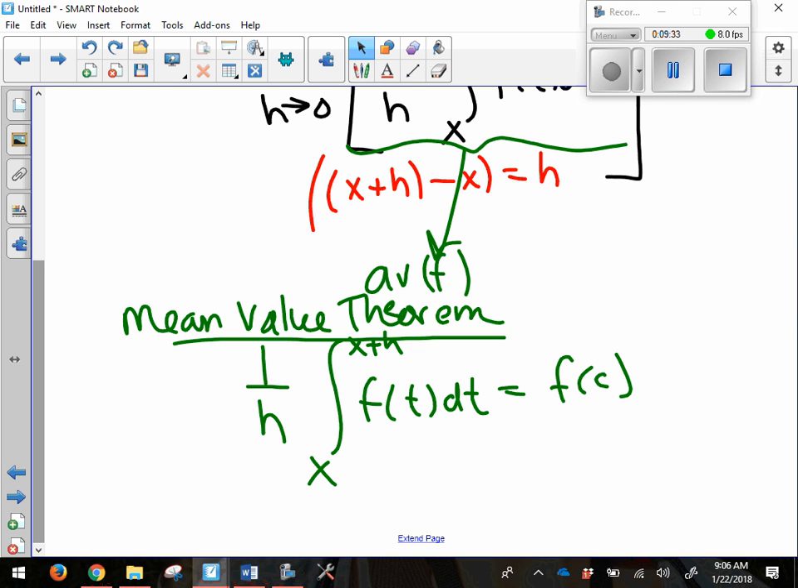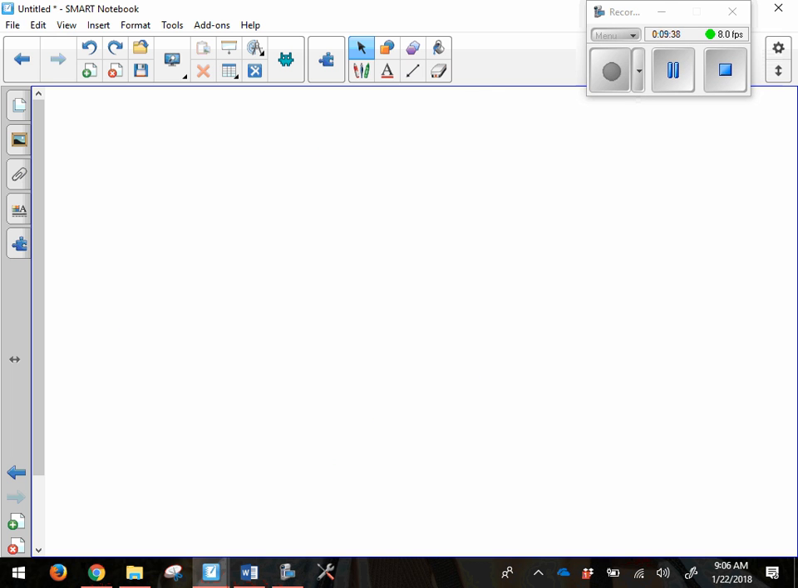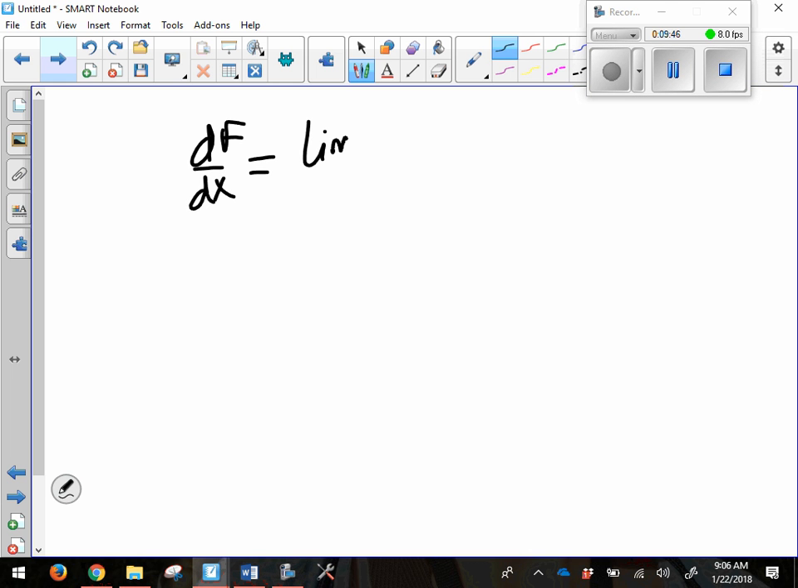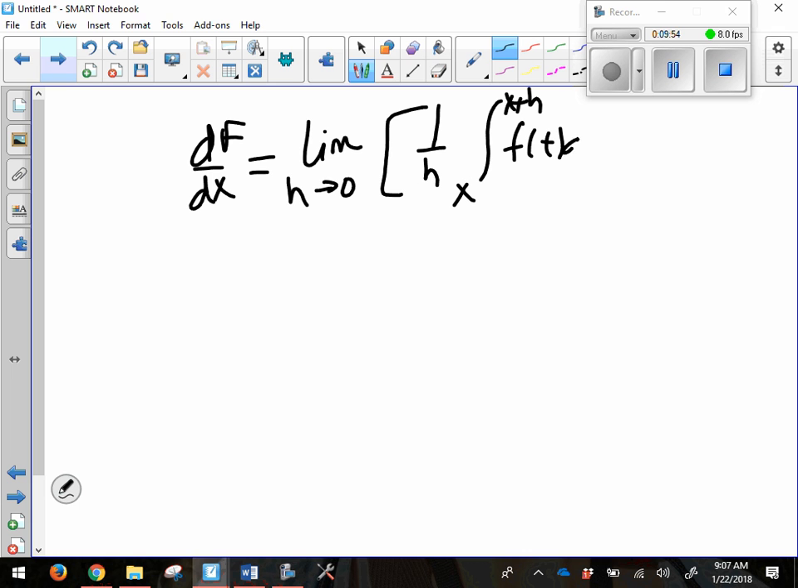All right, you with me? You got it? Nothing too scary so far. So again, I have df/dx. My limit as h goes to 0 of 1 over h times the integral from x to x plus h of f of t dt.